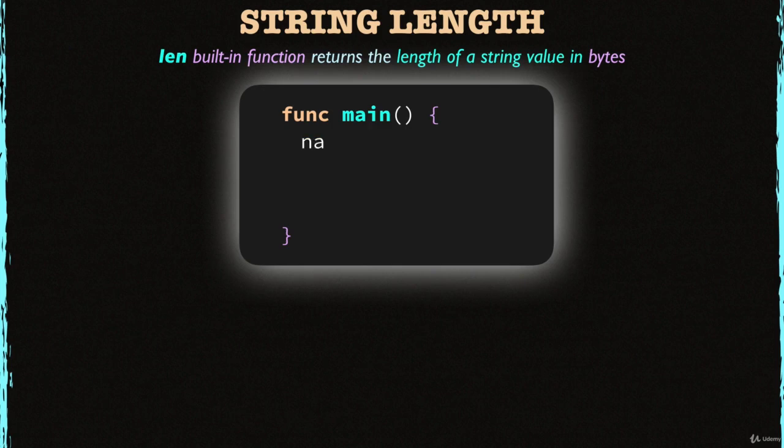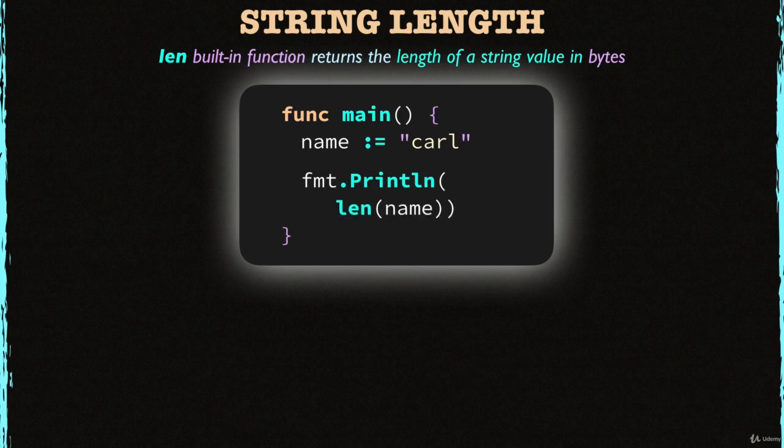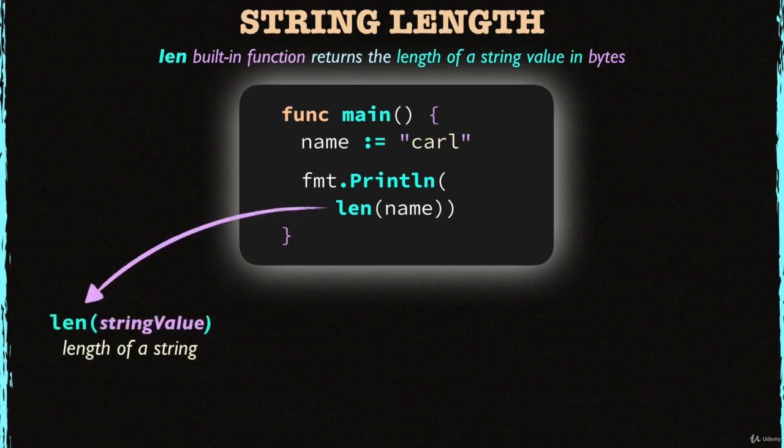Let's declare a string variable with an initial value of Carl. Then let's type println. And here, let's find out the length of the value inside the name string variable by typing len(name). As you saw before, len is a built-in function, so you don't have to import a package to use it. Okay, now let's run this program.